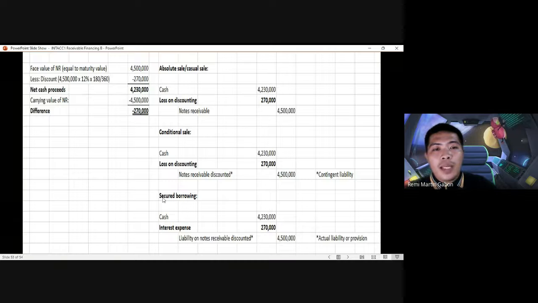Pag secured borrowing naman, debit ng cash 4,230,000. I-credit natin yung mismong liability, liability on notes receivable discounted. Actual obligation yan. Pero yung debit natin is interest expense. Reason for interest expense, kasi nga borrowing ang assumption. So since borrowing, 270,000 interest expense. Okay, so kindly raise hand if nahabol yon.